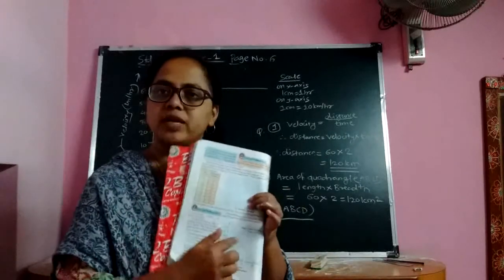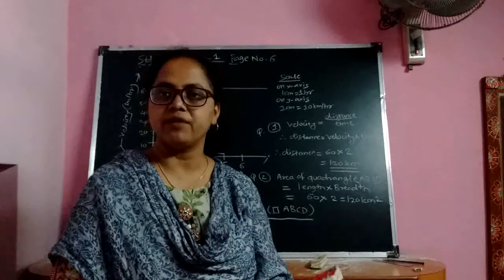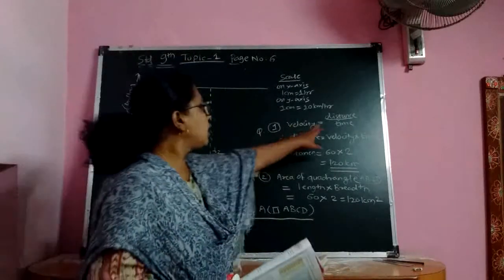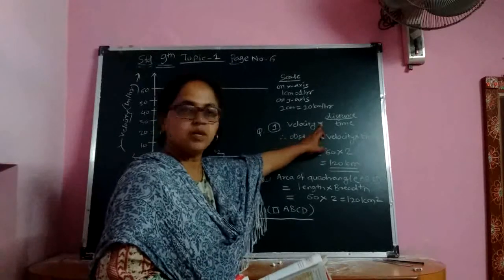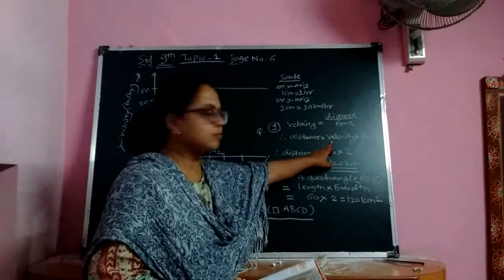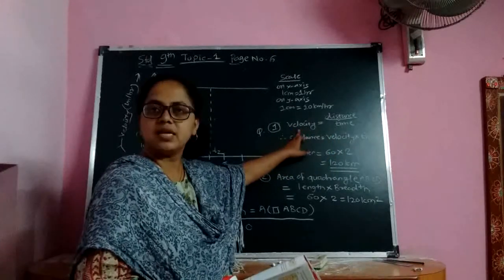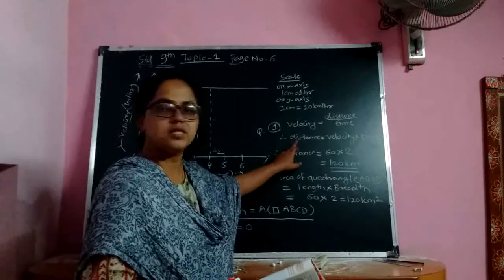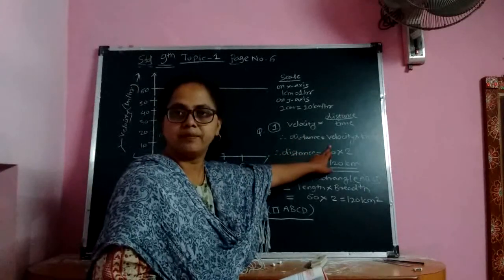In this graph you can see displacement is not given, so you have to take distance upon time. Then how to find the distance? From this formula, time is present in the denominator, so on the other side it will go for multiplication. So the formula of distance is: distance is equal to velocity into time.